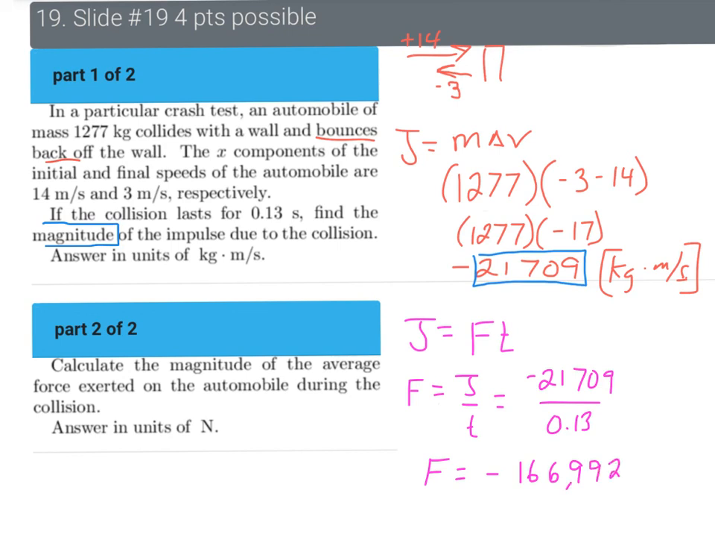So 166,992. That's in newtons. And just like what we did before, it's asking us for the magnitude. So we will not put in the negative, we are just putting in the number. Don't put in the comma. Just put in the numbers.